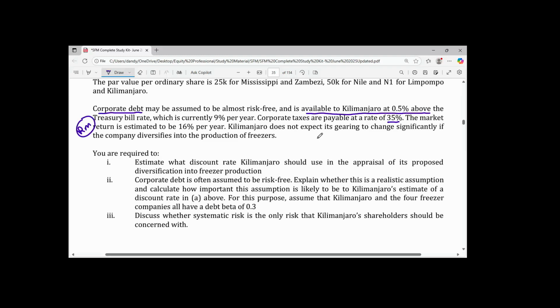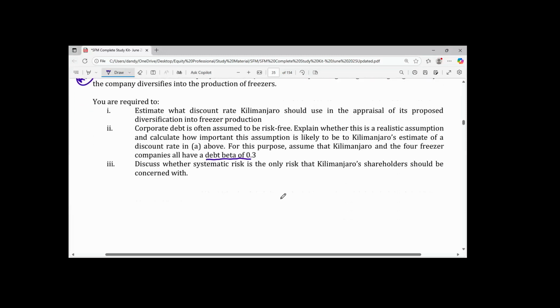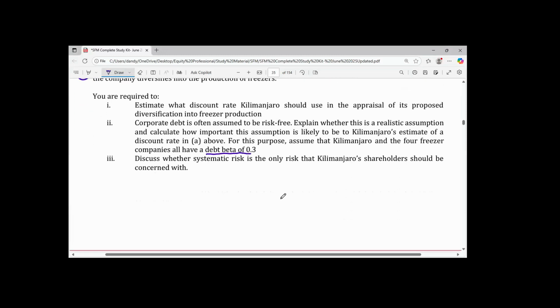2. Corporate debt is often assumed to be risk-free. Explain whether this is a realistic assumption and calculate how important this assumption is likely to be to Kilimanjaro's estimate of a discount rate in part 1. For this purpose, assume that Kilimanjaro and the 4 freezer companies all have a debt beta of 0.3. 3. Discuss whether systematic risk is the only risk that Kilimanjaro's shareholders should be concerned with.